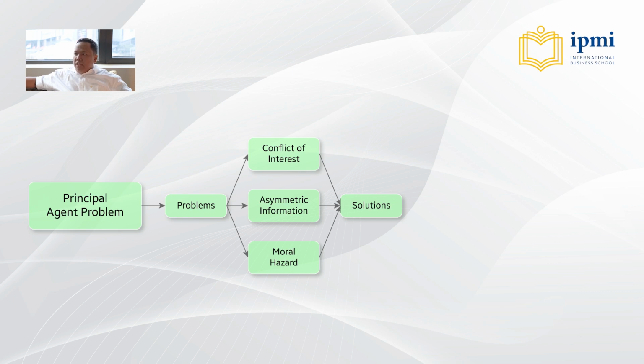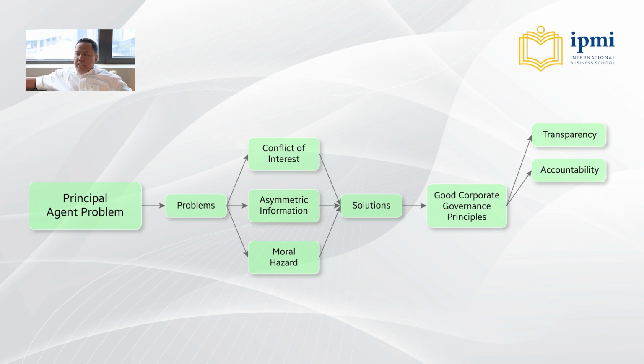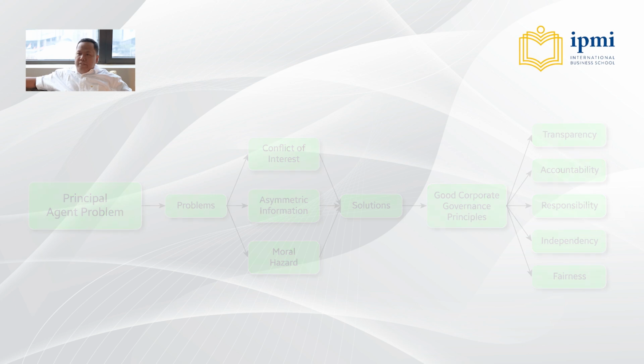Based on what we have discussed, there is no 100% correct solution for the principal agent problem. However, there are solutions close enough to cover the problems, which are the GCG principle or good corporate governance, or TARIF. The first letter T is for transparency. The second letter A is for accountability. The third letter R is for responsibility. The fourth letter I is for independence. And last but not least, F is for fairness.